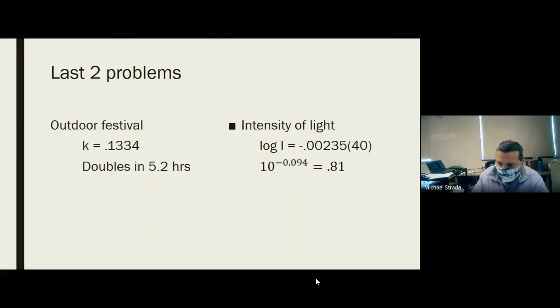This is the log I, so I would do negative 0.00235 times 40. That gives me the negative 0.094, and then I would raise it to a power of 10, and 10 of that would be 20.